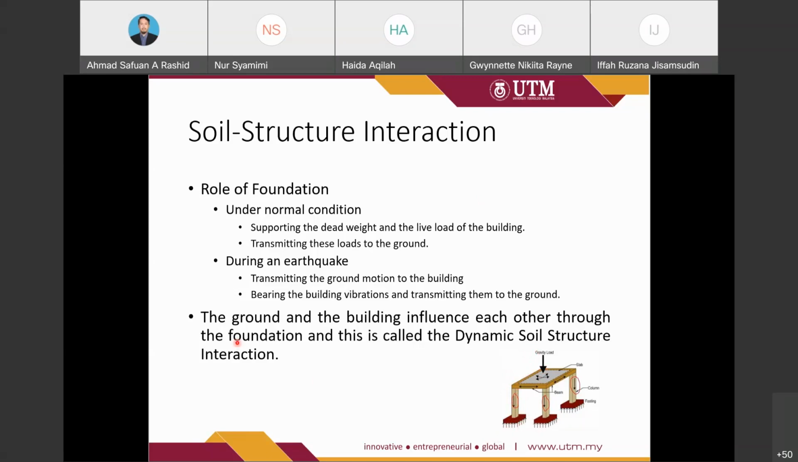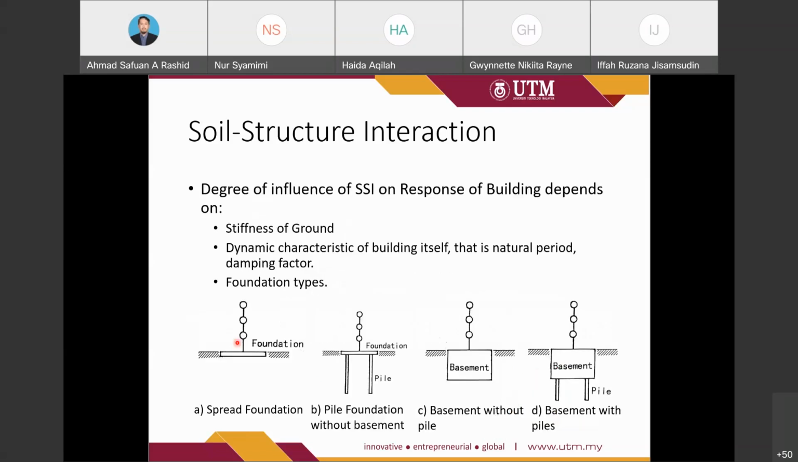The ground and the building influence each other through the foundation, and this is called dynamic soil structure interaction. So the degree of influence of SSI on the response of the building depends on the stiffness of the ground, and the dynamic characteristics of the building itself, that is, natural periods or damping factor. So the last one is the foundation types.